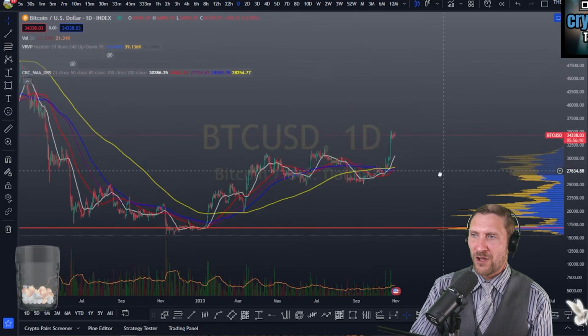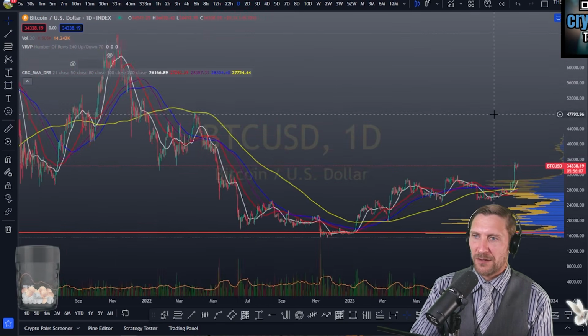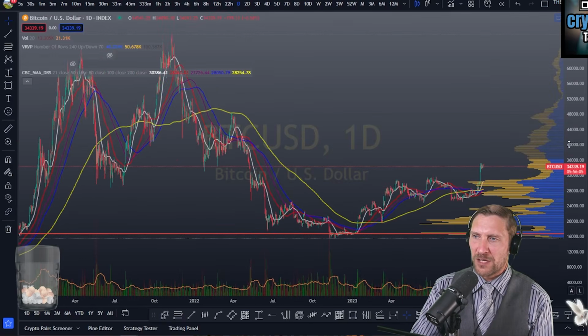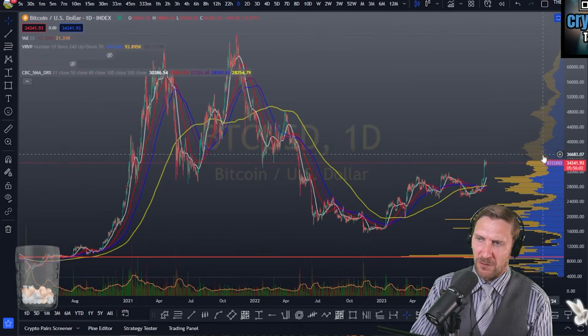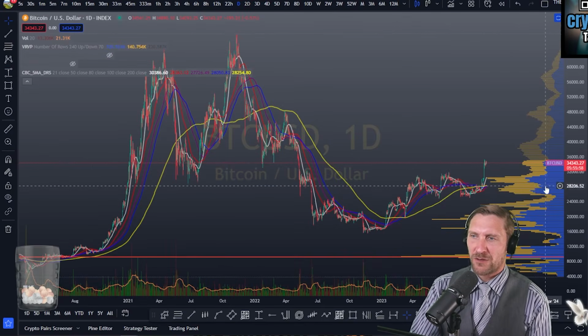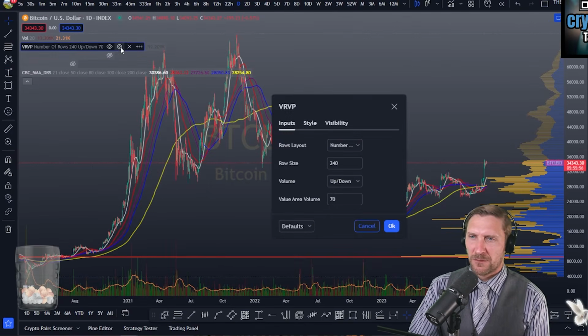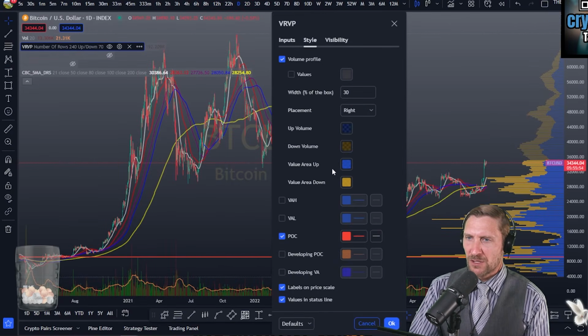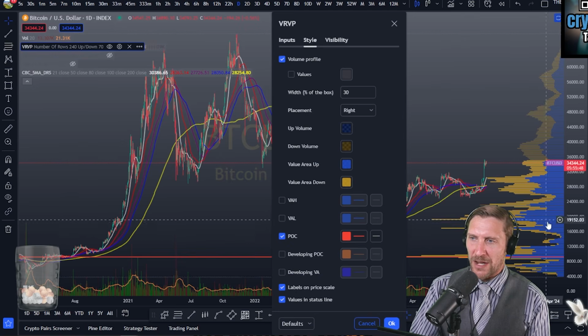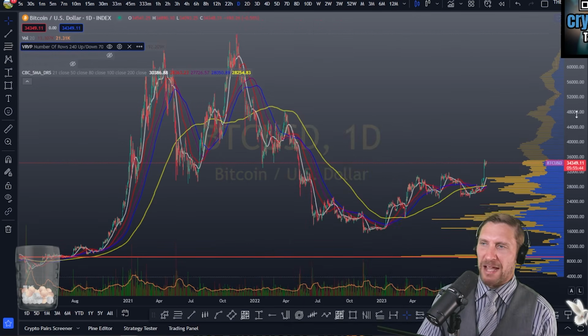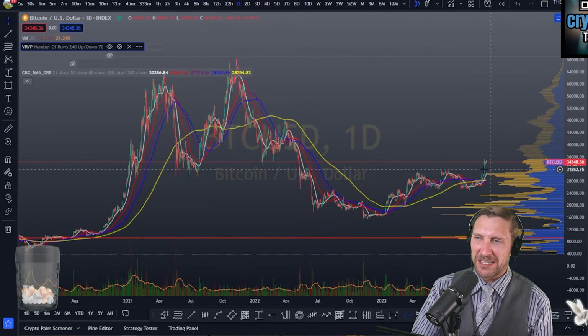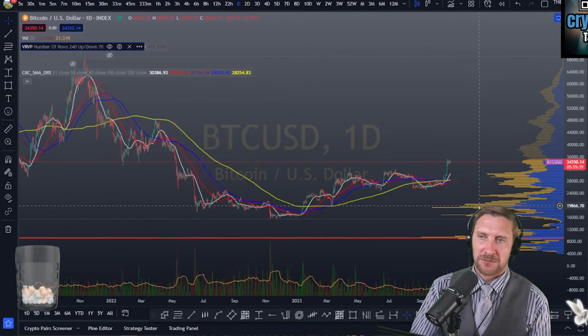So when I look at the VRVP for what could happen to Bitcoin, and again, why does this number keep changing, or the red and yellow? It represents buying and selling pressure. If you click on it and you can see the visibility, value area up is blue, value area down is the orange, right? So buyers are blue, sellers are orange. It's not as important to know. You just want to know that that's the key area to watch for price action, all right?